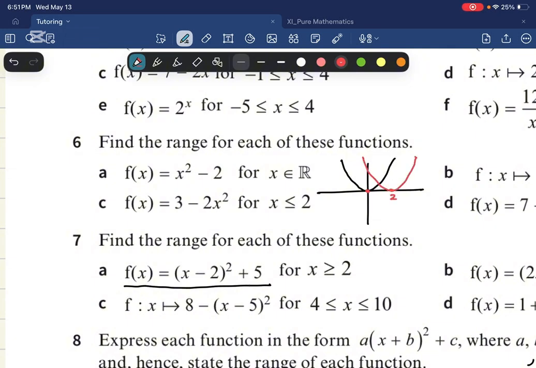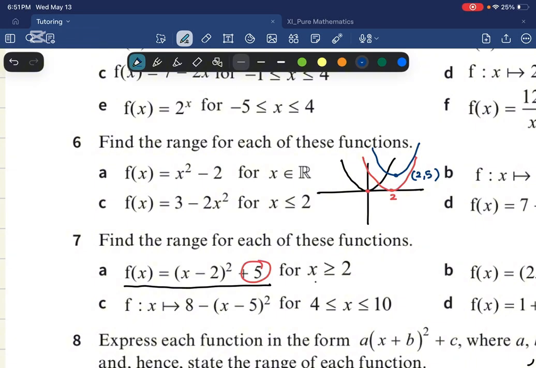But that's not all. I need to shift 5 units up as well. So now I need to shift my new graph, the pink graph, 5 units up. So it looks something like this. So this point is (2, 5), right? When I shifted it right, it shifted from 0 to 2. Now it shifted 5 units up. So my vertex is at (2, 5).